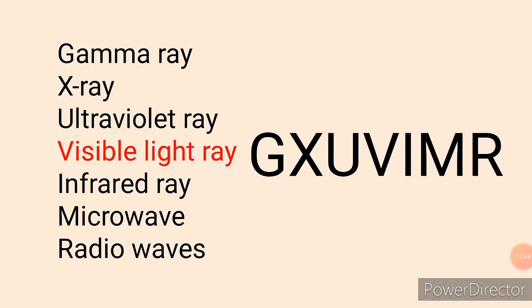Yes. So a short way to remember these 7 important radiations is GX, UV, IMR. Okay? If you say GX, UV, IMR, you remember G for gamma ray, X for X-ray, U for ultraviolet ray, V for visible light ray, I for infrared ray, M for microwave, and R for radio waves. You see the code? Yes.